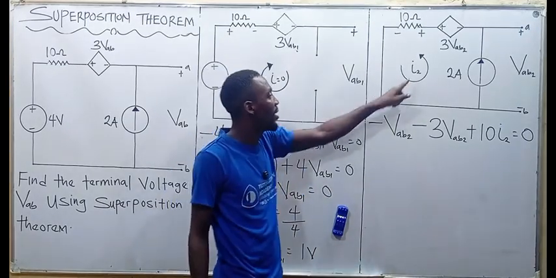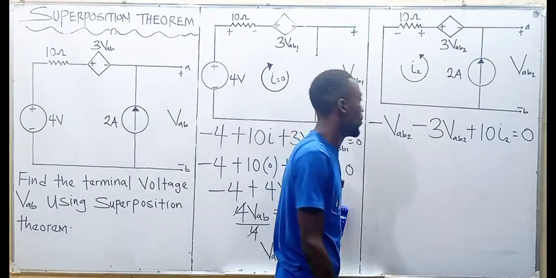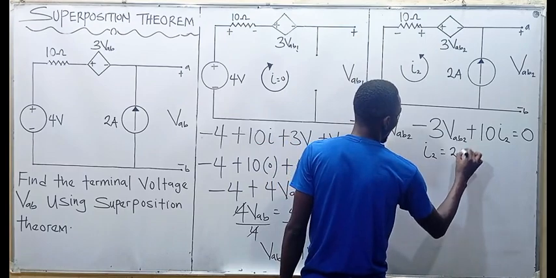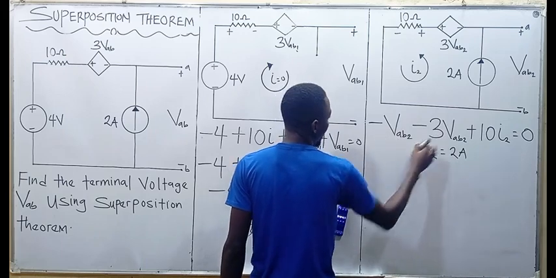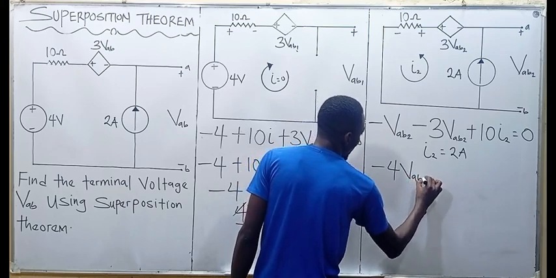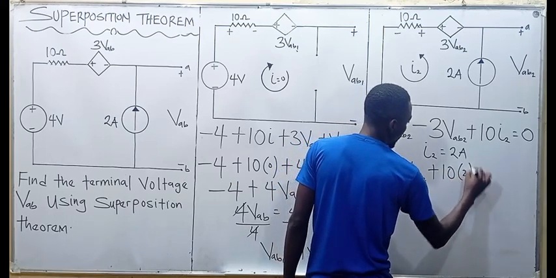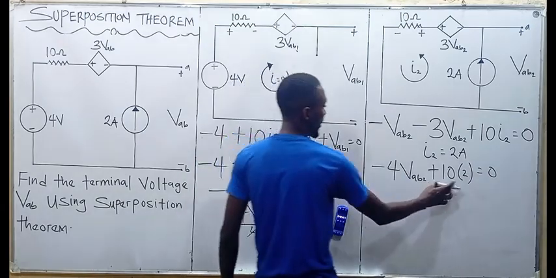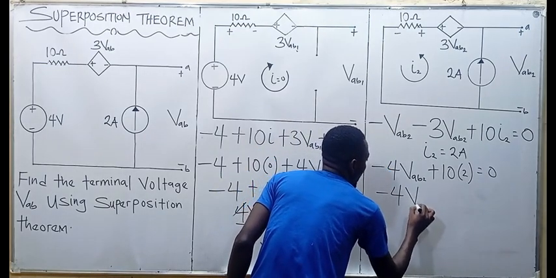All right, but our current here is the same thing as the current flowing through this side, which is 2. So our I2 is equals to 2 ampere. So we are going to have minus, this is minus 4 VAB2, then plus 10 into 2 will be equals to 0. All right, so 10 times 2 is 20. So I'm going to have minus 4 VAB2.